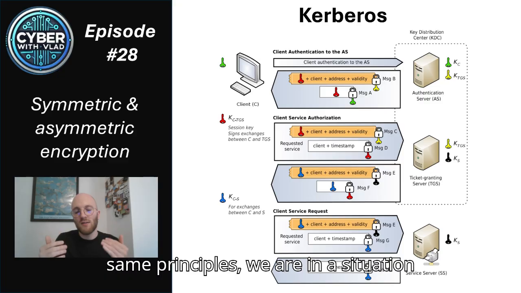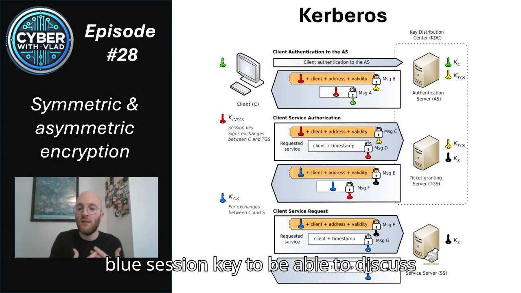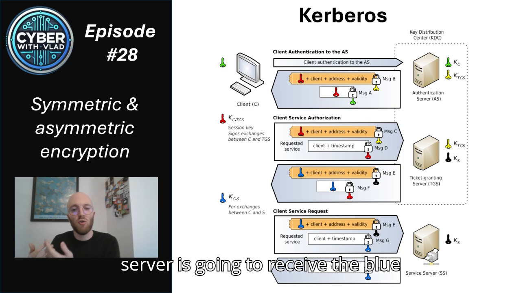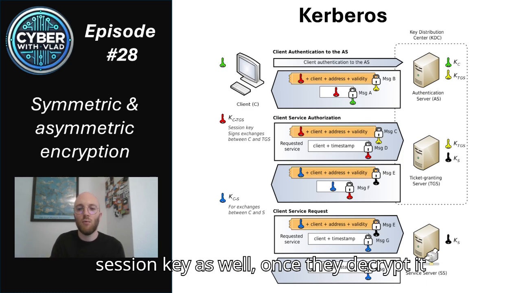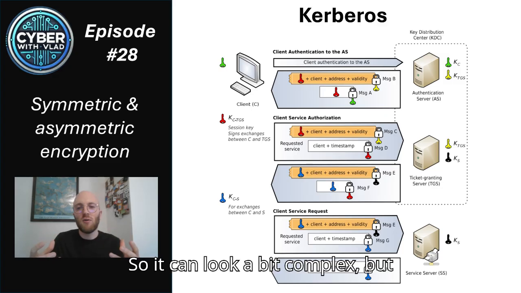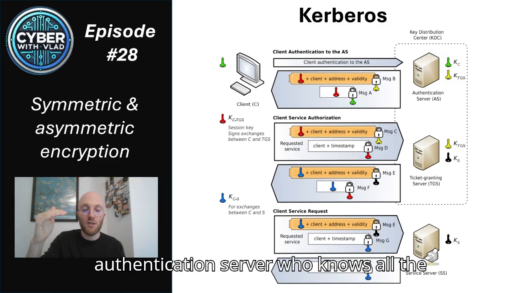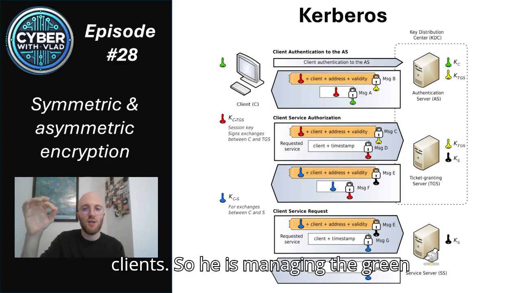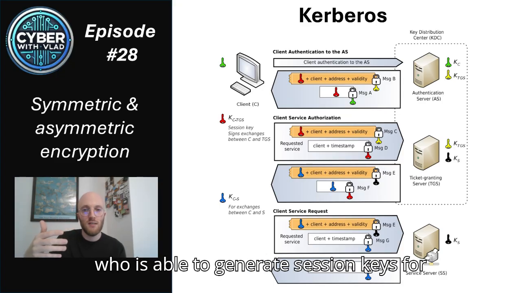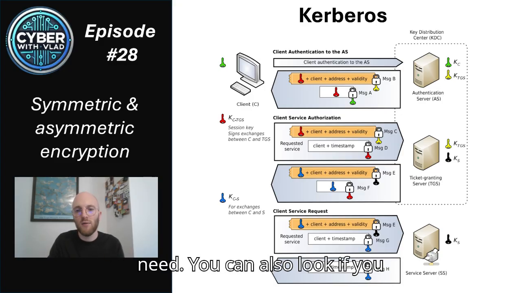So again, using the same principles, we are in a situation where you as a client finally have a blue session key to be able to discuss with the service server, and the service server is going to receive the blue session key as well once they decrypt it with the black key. It can look a bit complex, but it's really the idea of having a three-tier infrastructure: an authentication server who knows all the clients, so he is managing the green keys; a ticket granting server who is able to generate session keys for you; and a service server who will give you access to whatever you need.